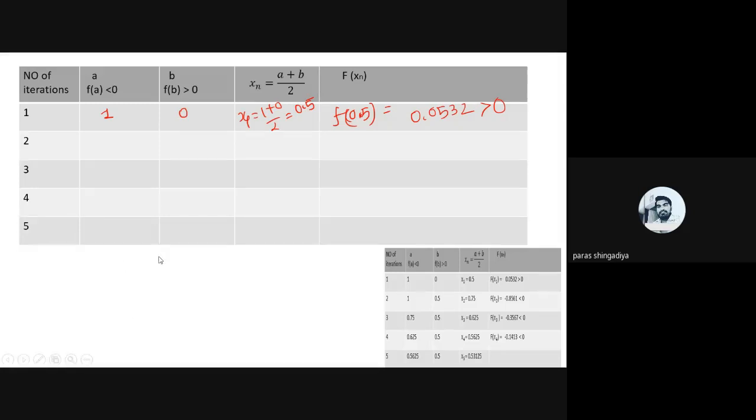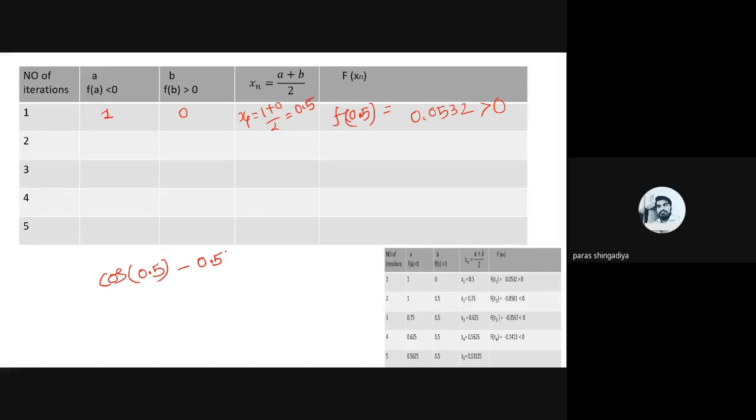Okay, in your calculator, first check the radian mode. Then type in this form. Type cos first, okay? Then use the bracket, 0.5. Okay, cos 0.5 minus 0.5. Then consider shift E.